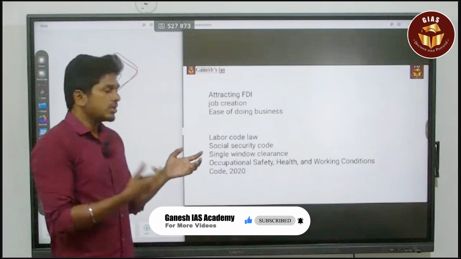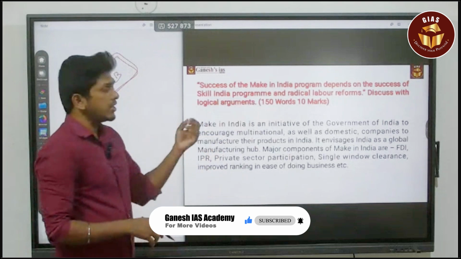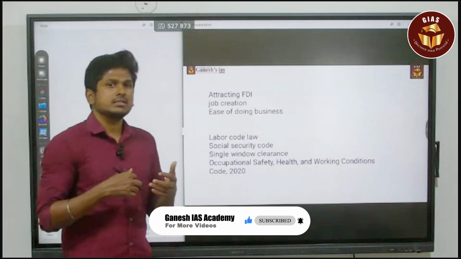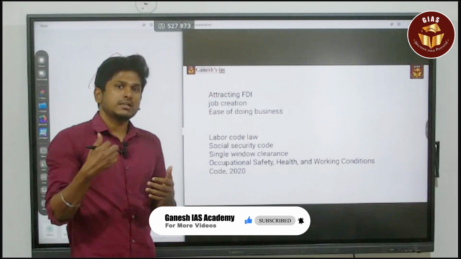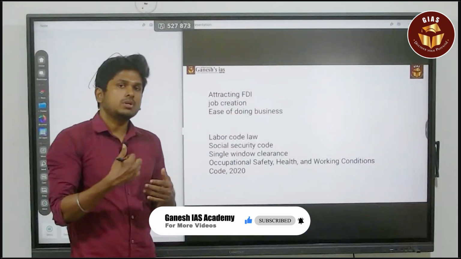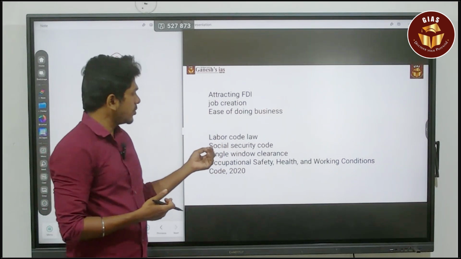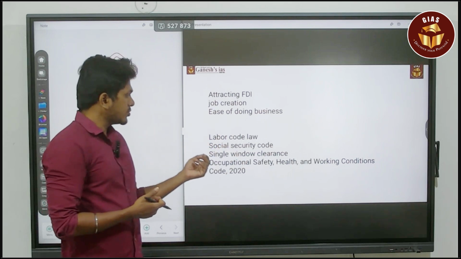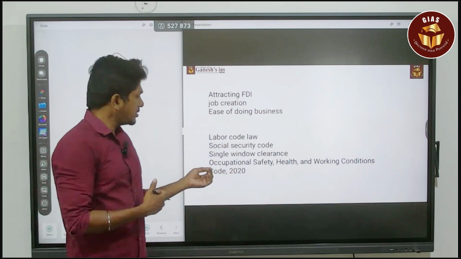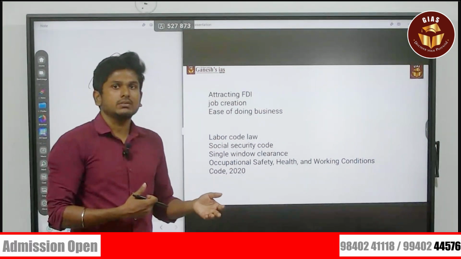And then, the question is speaking about another thing: radical labor reform. When it comes to the labor laws, there are strict rules, and that is actually affecting the industrialists and the companies. To overcome that, they made balanced labor laws. So the labor reforms include the labor code, social security codes, and single window clearance for most of the companies that they are trying to bring into India. And then the Occupational Safety, Health and Working Conditions Code is also introduced in India.